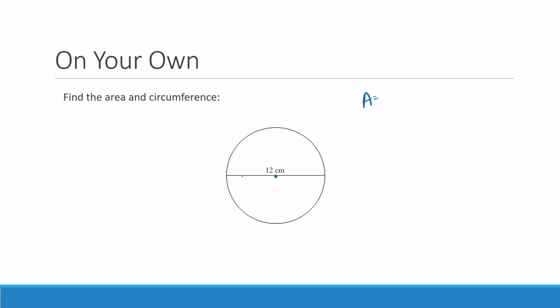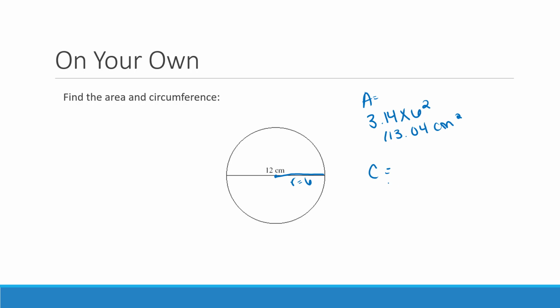I know this is my diameter because it goes all the way across. So that means that my radius is going to be 6, which is what I'm going to want to use in my formula. So pi times 6 to the second power is going to be 113.04, and that's going to be centimeters squared.